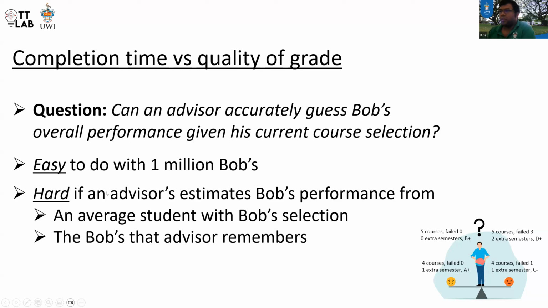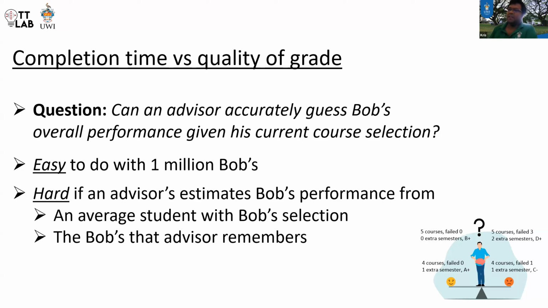So typically what you do is you would estimate his performance based on an average student, right? So you're saying, okay, generally in the past, historically, this course does blah, or students like this do whatever, and this is what you would do. But that may not apply to the current student, right? Because they may be slightly different than average, right? And also, the other thing that they would do is try to advise him based on the few Bobs that he remembers from the past, right?